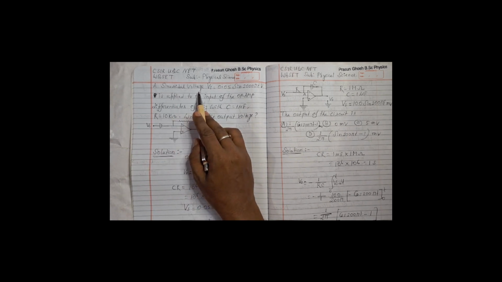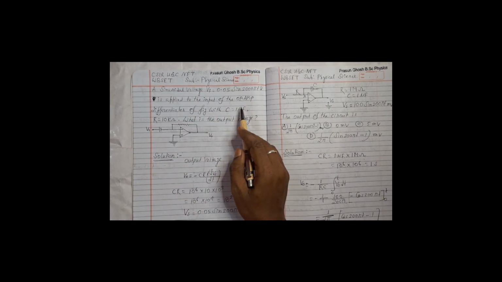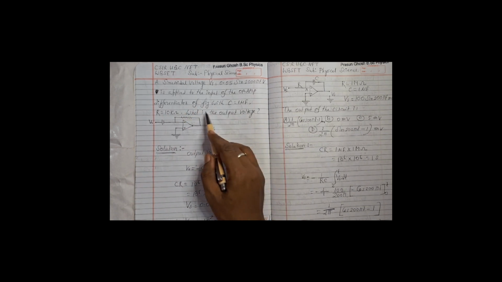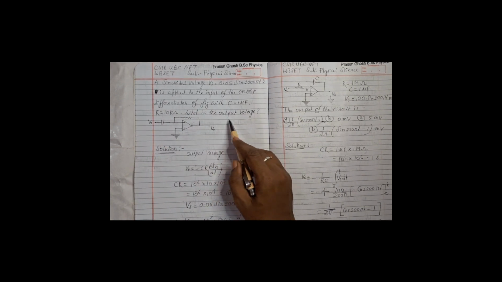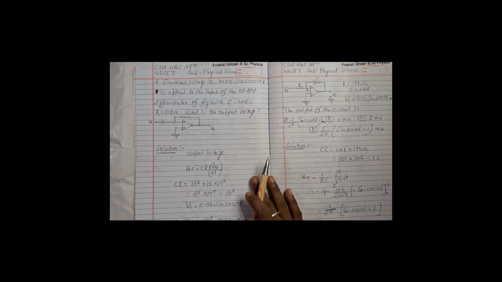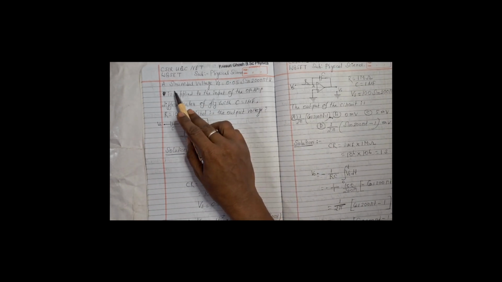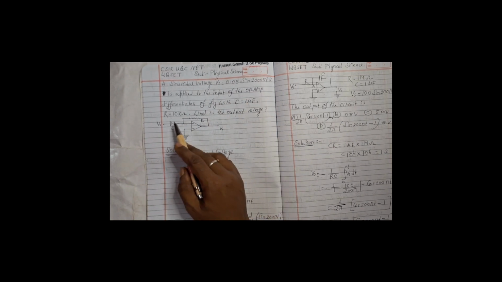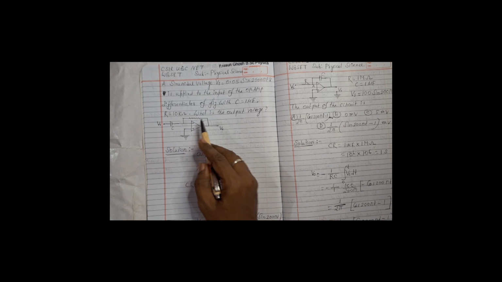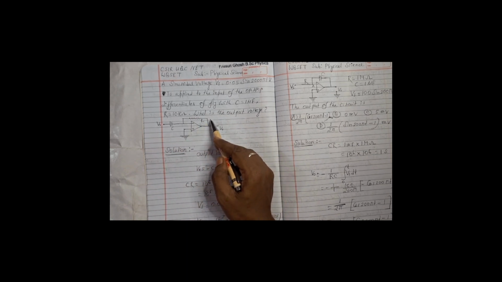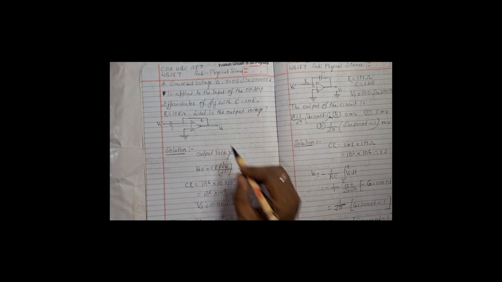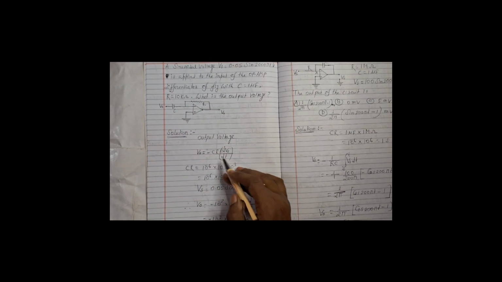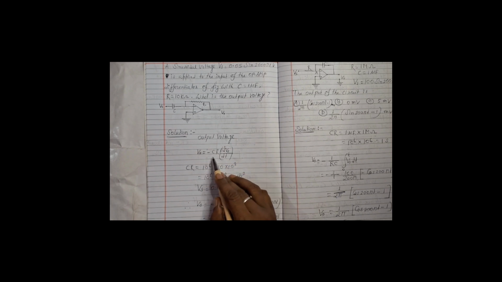A sinusoidal voltage Vs is given and a differentiator circuit with C and R also given, and we have to find the output voltage. We have to calculate the output voltage. So this is a differentiator circuit. We first have to remember the output voltage, that is V0 equals minus CR dVs/dt.